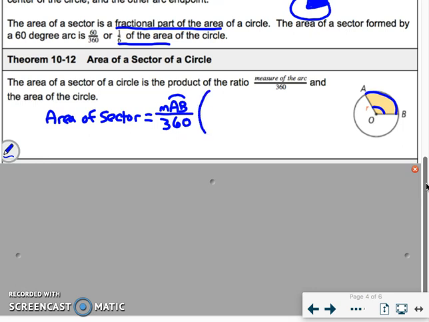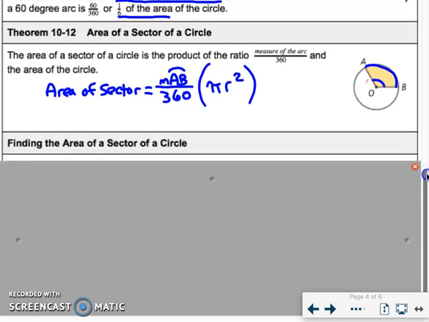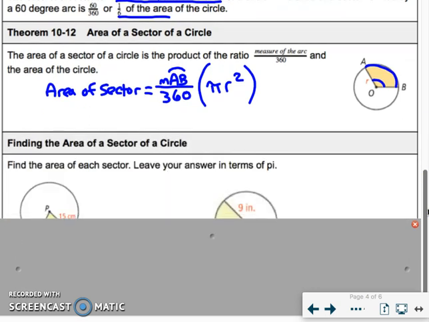Times the area of the circle, but that's pi r squared. So there's our formula for the area of a sector. It's however many degrees out of 360 times that pi r squared, the area of the whole thing. So it's a small piece. It's one slice of the pizza out of the whole thing. Okay, so let's try a few of these then.